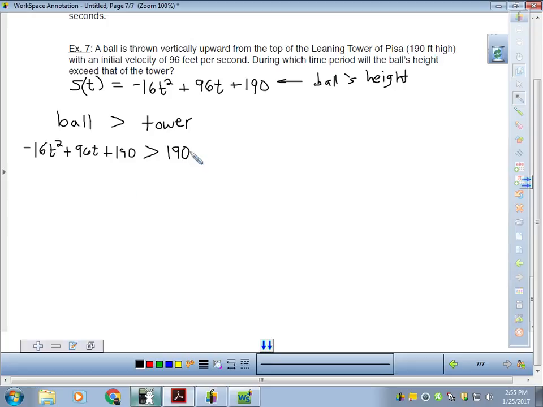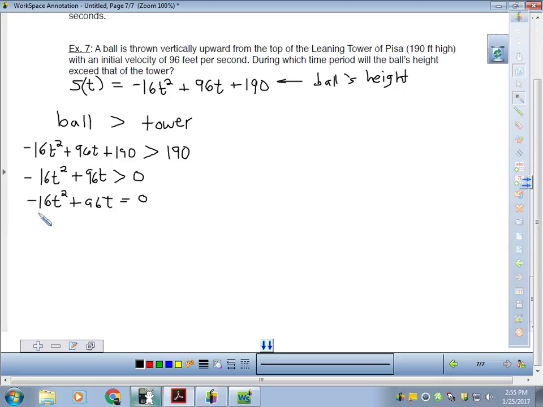To solve that inequality, the first thing we would do is get a 0 on this side. So we would move the 190 over. So we'd have negative 16 t squared plus 96 t, and when we move the 190 over, those cancel out. And so we should end up greater than 0. Now that we have a 0 over there, we can change this from an inequality to an equation. So we say negative 16 t squared plus 96 t equals 0. And then I want to solve that equation.